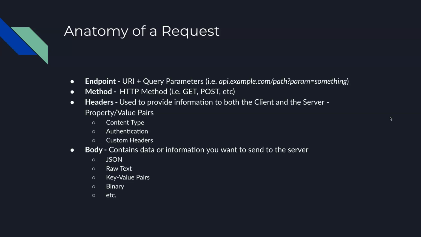You can also send raw text. So if you want to send a string up to the server, you can do that. You can send key value pairs, which is the way that most forms are submitted back to a server, as a name value pair separated by ampersands. You can also send raw binary data or images or anything that you need to get to the server, you can include in the body. Okay, there's a lot of different data types that you can include in there.